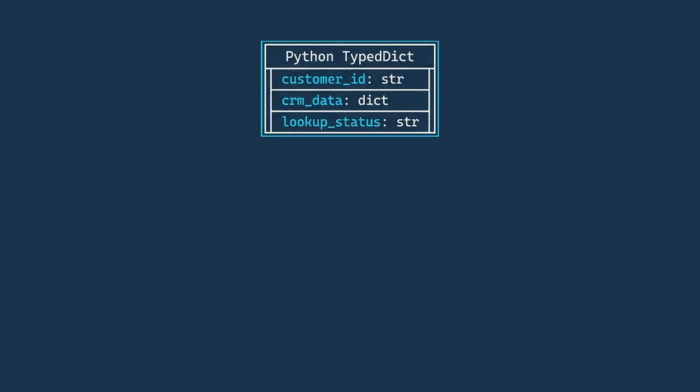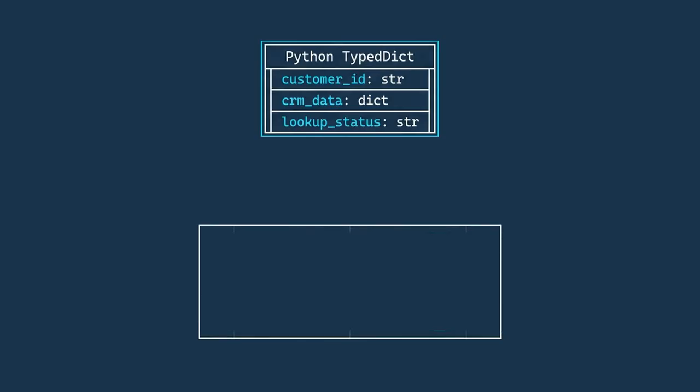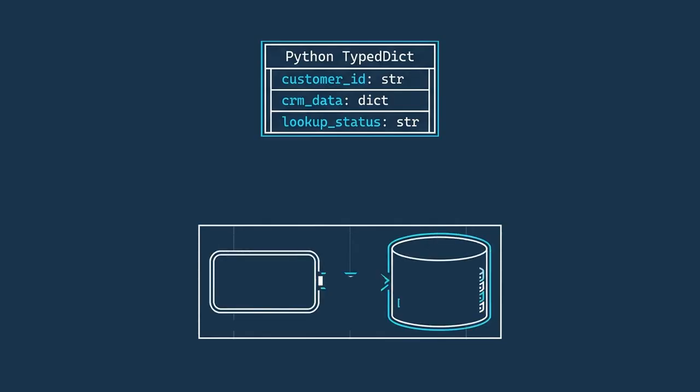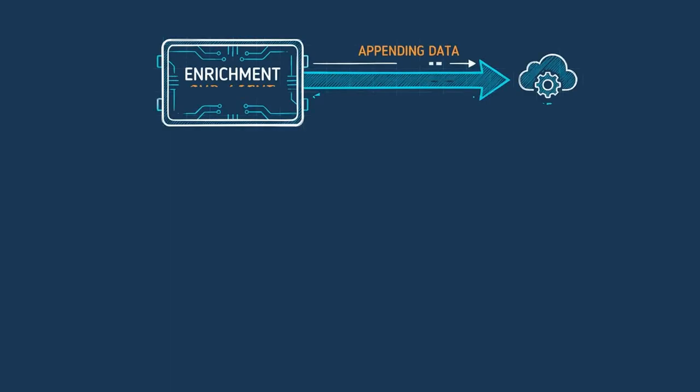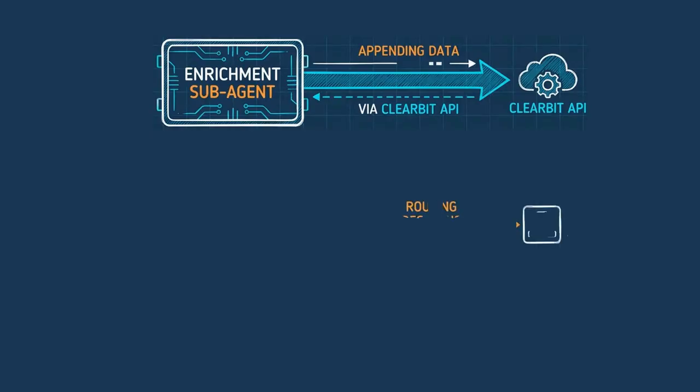Build your first subagent as a LangChain tool calling agent. In this blueprint, it's a CRM lookup agent that queries HubSpot's Contacts API using an authenticated GET request and returns structured contact data. Build a second subagent for data enrichment. This one calls the Clearbit enrichment API with the contact's email and appends firmographic data to the shared state.